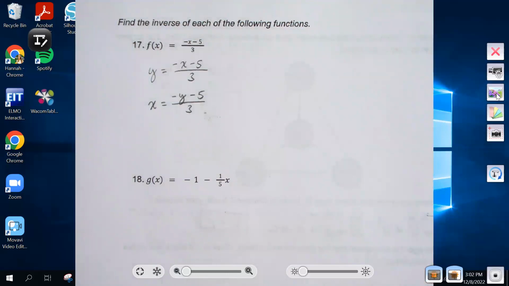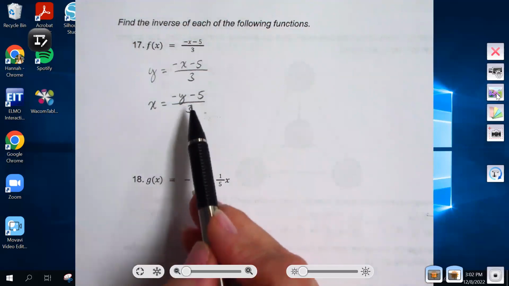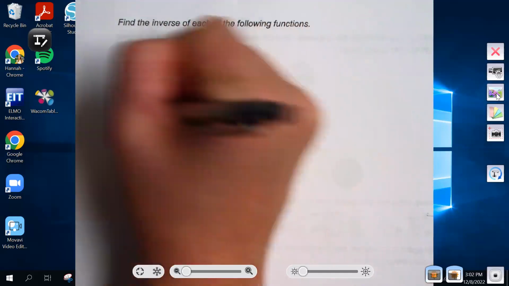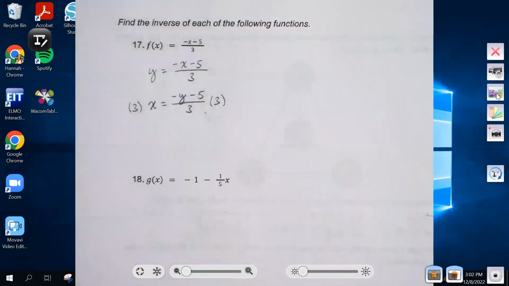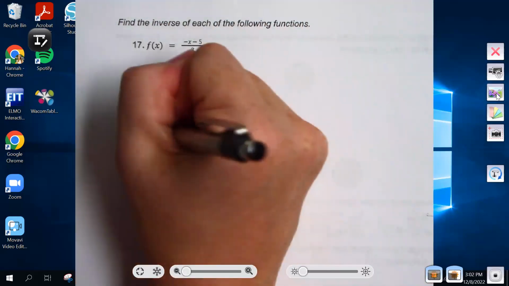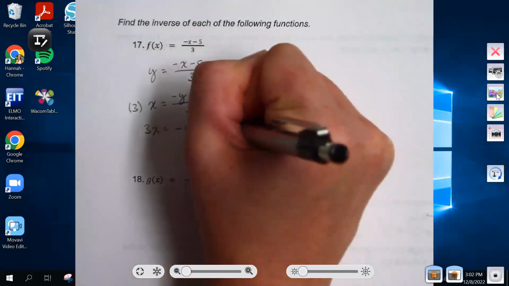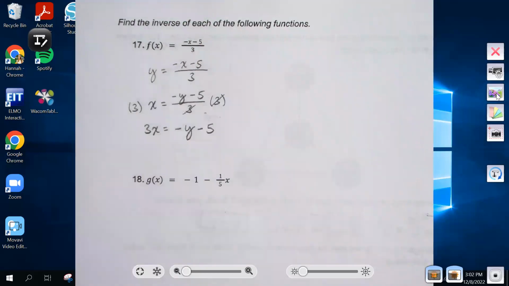Then we need to solve for y, which is what's going to look different about each one of these problems. So I need to first get rid of the fraction. We get rid of a fraction by multiplying both sides by the denominator. So we get 3x equals negative y minus 5. These 3's cancel. So that first step should be the same for all of us. After that, there are different ways that you could get y by itself, like different orders of things.